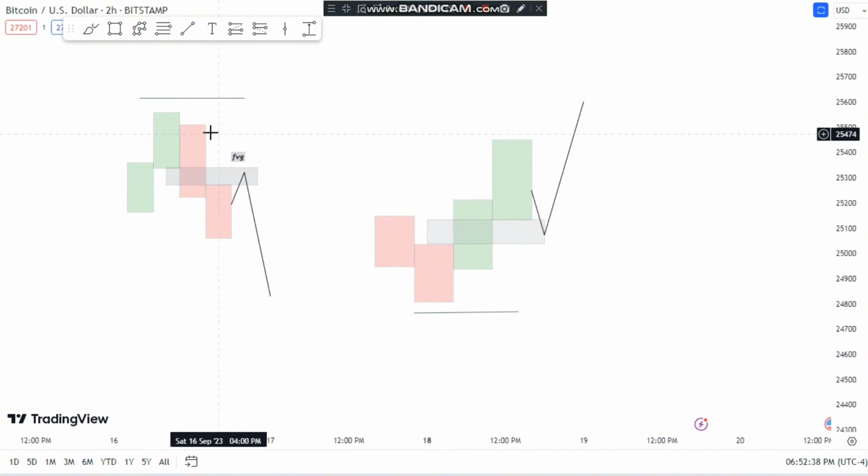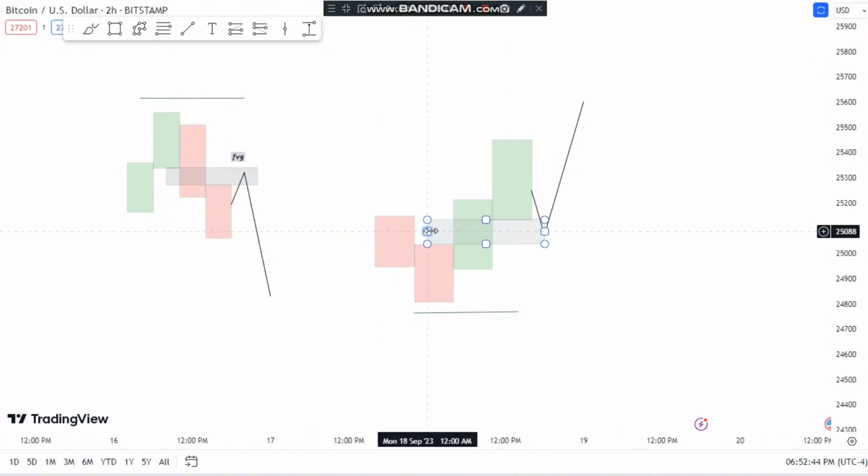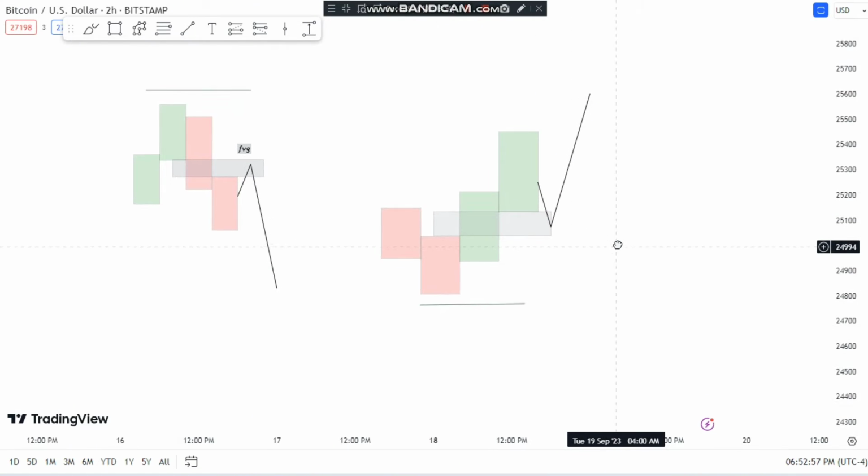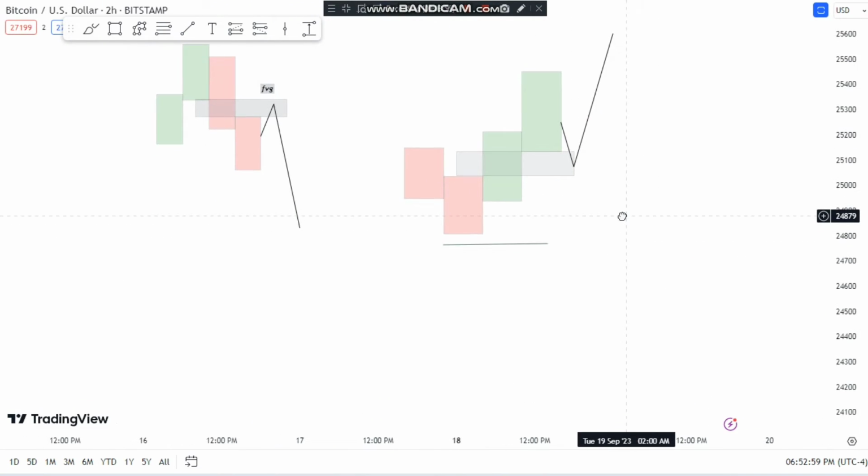So this was all about the order block. This one was a bearish order block, this one was a bullish order block, and this one, the black color, is the fair value gap. So this is how the ICT order block concepts work. Usually they short here and usually they long here, but we won't do that in crypto. In crypto the thing is a bit different.